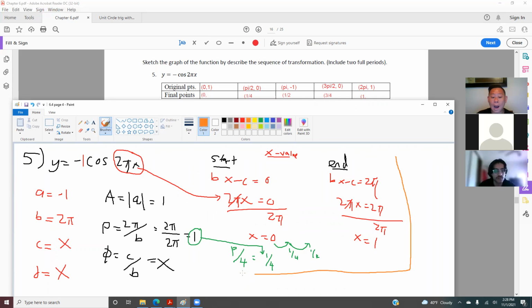Now we need to figure out your y values. How do we figure out your y values in this case is you take all the y values that you have on your original points, you multiply them by a and you add d. Our a in this case is -1. So you take all the y values and multiply them by -1. And we don't have d, so we don't need to worry about adding d because the question doesn't have d.